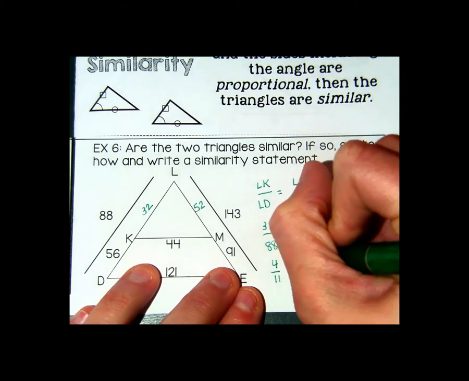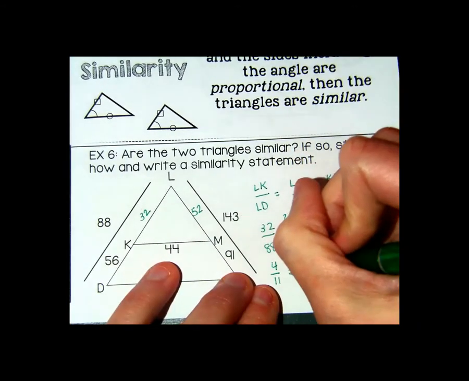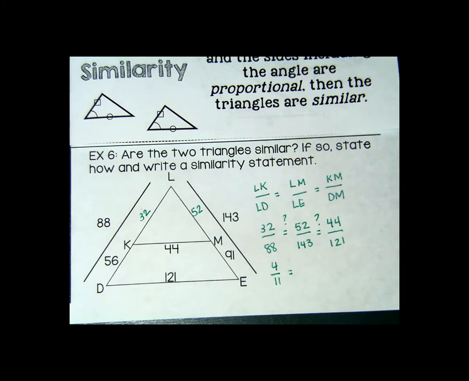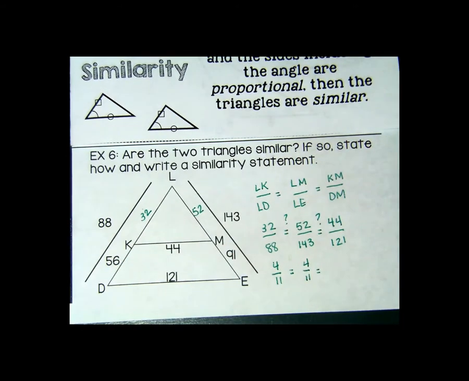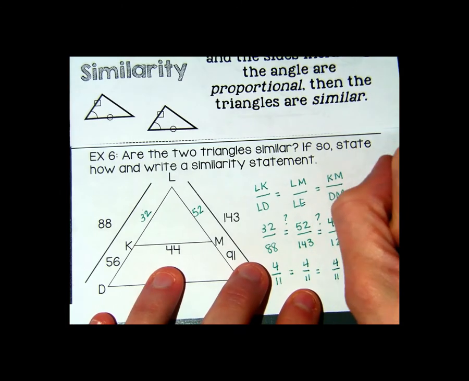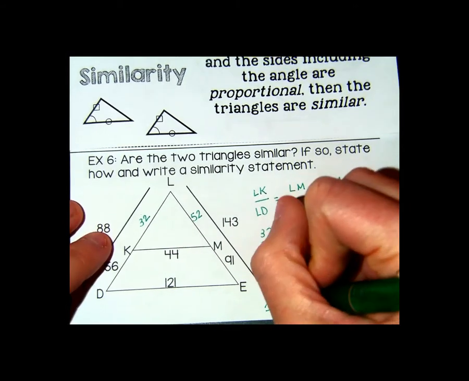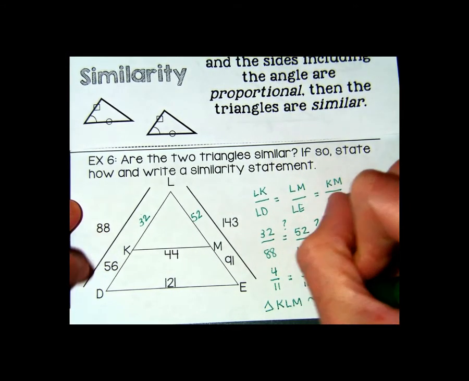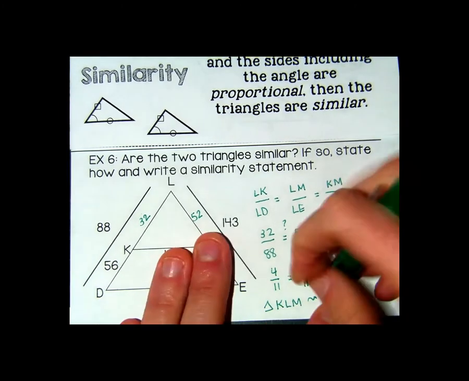Is that equal to 52 over 143? 4 over 11. Let's hope. Really doesn't matter to us either way whether they are or not, but 44 over 121, I'm pretty sure that's going to work out, is 4 over 11. So that did work. Since we have all three sides proportional, we know, let's start here, that KLM is similar to triangle DLE.